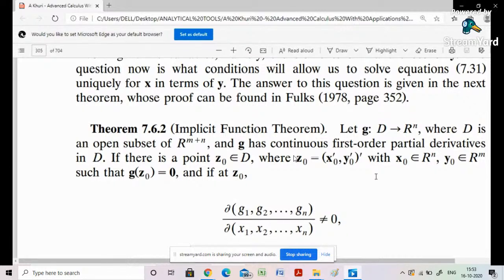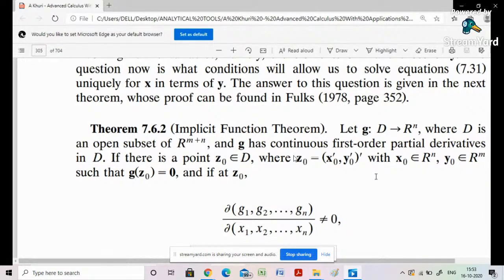Implicit function theorem. Let G go from D to R^n, where D is an open subset of R^(m+n). Okay, the dimension is m plus n. G has continuous first order partial derivatives in D. So that is one of the conditions. As in the inverse function theorem, here also we are imposing the same condition: G has continuous first order partial derivatives in D.